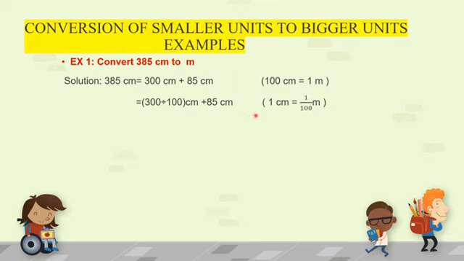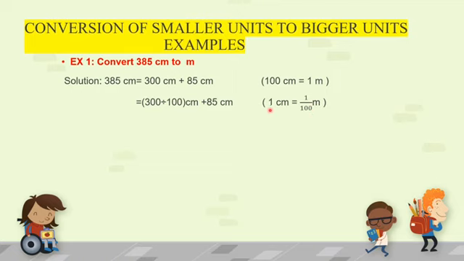Because 1 centimeter equals 1 by 100th meter. We have to find the relationship between the units. We are converting centimeter to meter. So 1 centimeter equals how many meter? 1 by 100 meter. So 1 centimeter equals 1 by 100 meter.